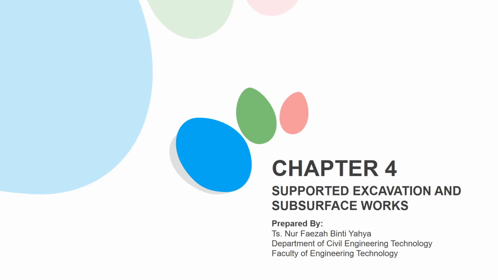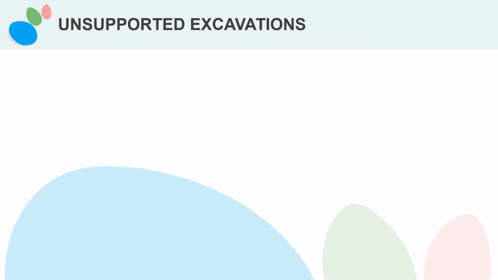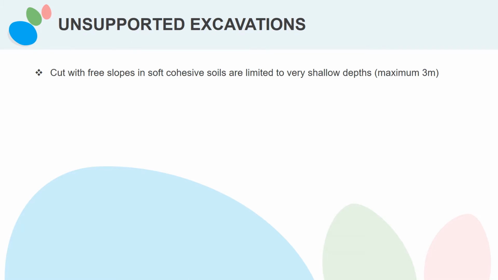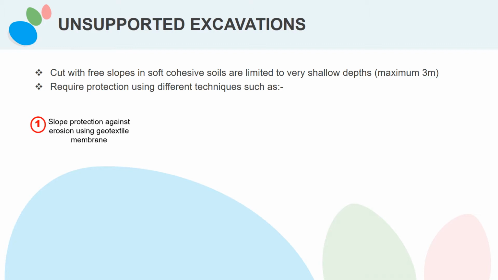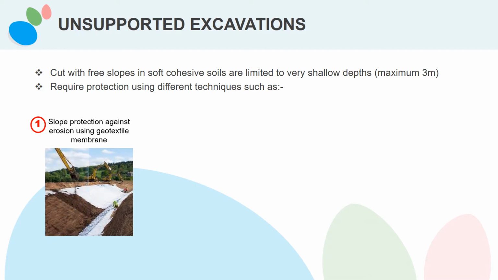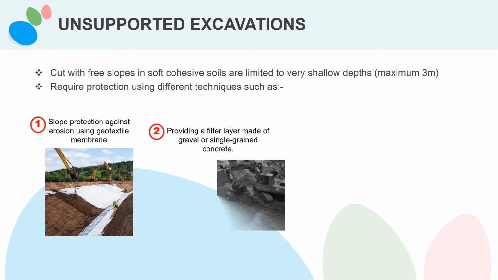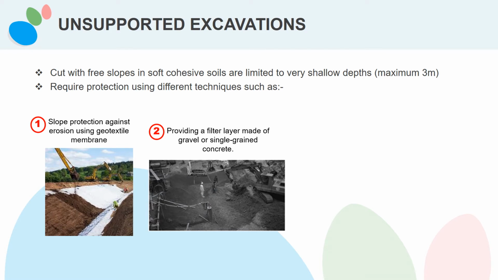Today we continue our class on Part 2 Chapter 4, Supported Excavation and Subsurface Works, Unsupported Excavations. Cuts with free slopes in soft cohesive soils are limited to very shallow depths, maximum 3 meters. They require protection using different techniques such as: 1. Slope protection against erosion using geotextile membrane. 2. Providing a filter layer made of gravel or single-grained concrete, whereby the filter stability requires additional attention.